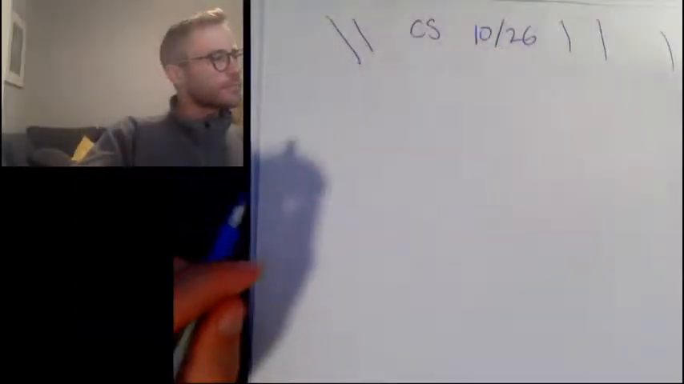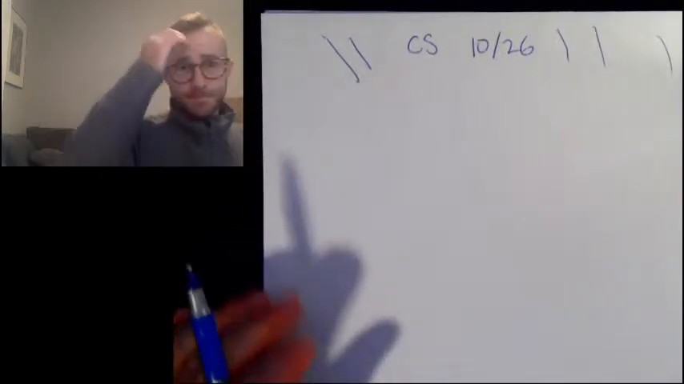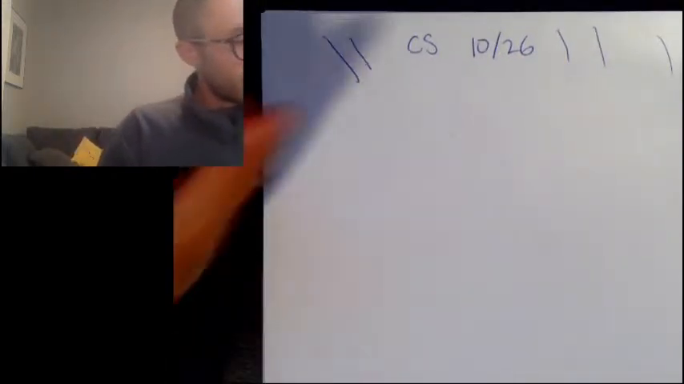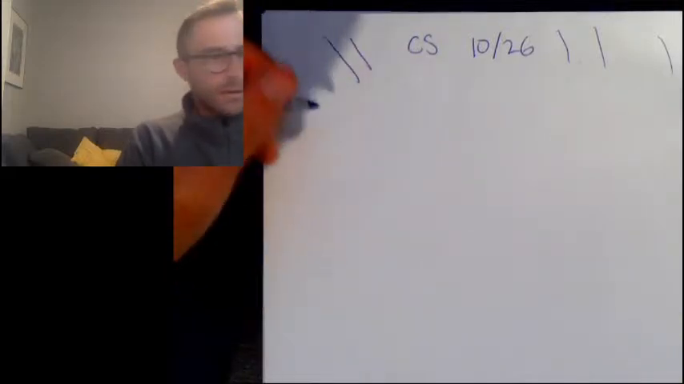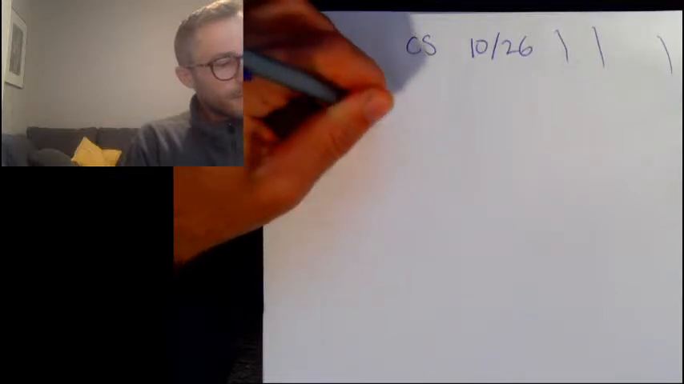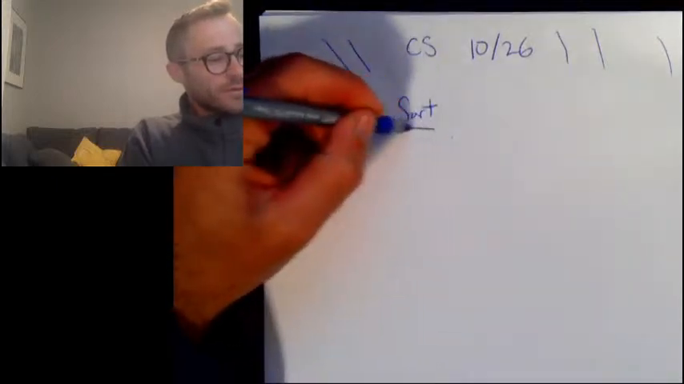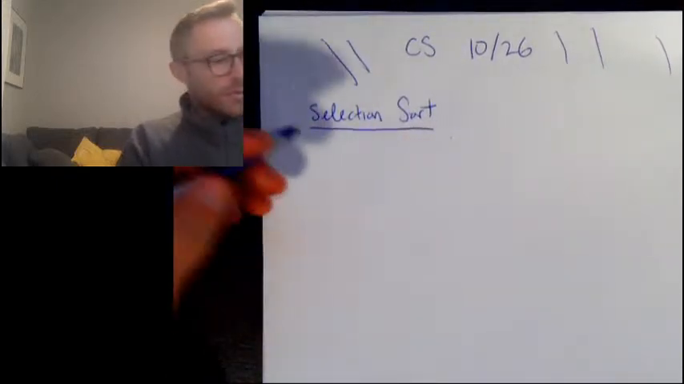So we are going to learn 2 more sorting algorithms today. Okay. Sorting lists of integers. So there are 2 algorithms. The first one is called selection sort. Okay, selection sort.